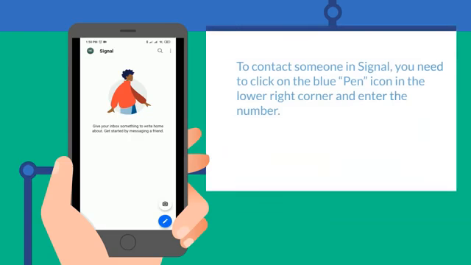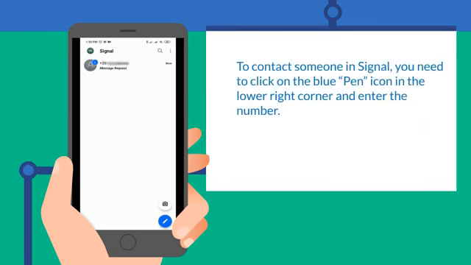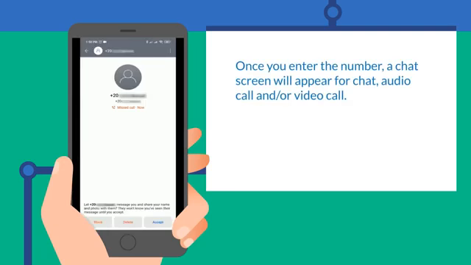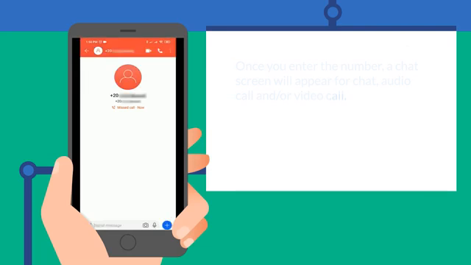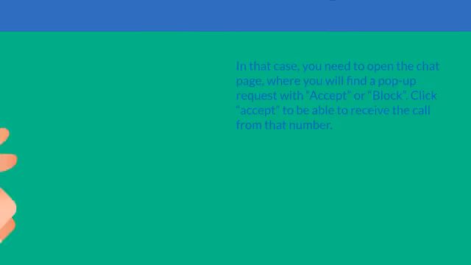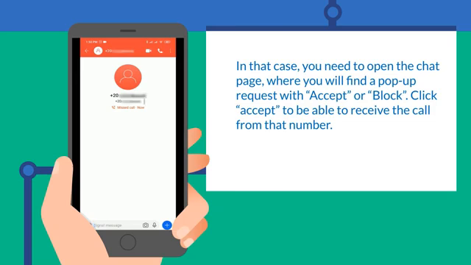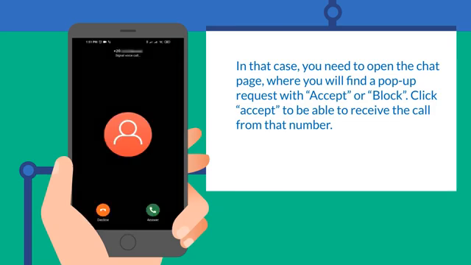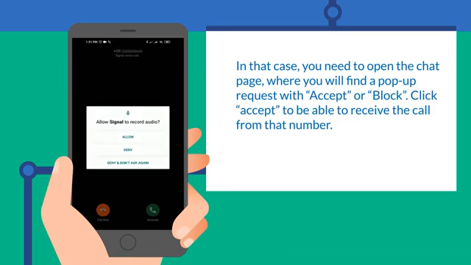To contact someone in Signal, you need to click on the blue pen icon in the lower right corner and enter the number. Once you enter the number, a chat screen will appear for chat, audio call, and/or video call. On the day of your remote interview, when you receive the call from the interviewer, there is a possibility that you only see it as a missed call, and you actually do not receive the call itself. In that case, you need to open the chat page where you will find a pop-up request with accept or block. Click accept to be able to receive the call from that number.